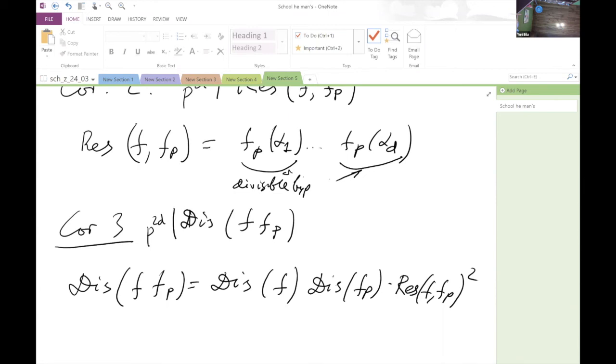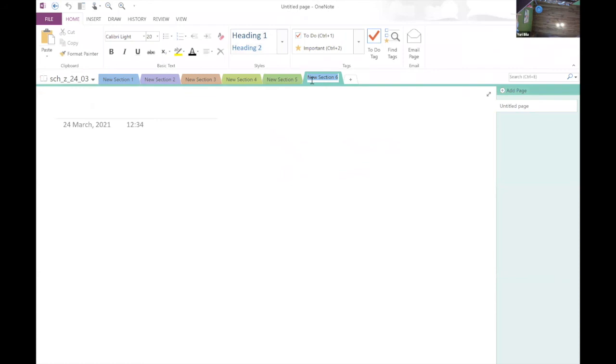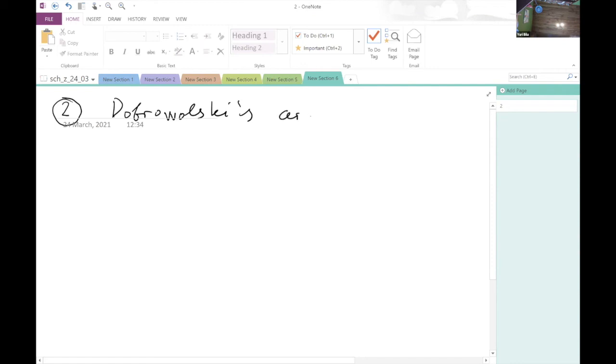This is all about the congruences, and now I will show the first application of these congruences. It is Dobrovolsky's argument. It will be section 2 of this course. This is a direct application of Schönemann's, or the simplest Schönemann's congruence. So let us make some introduction to what we are going to do.